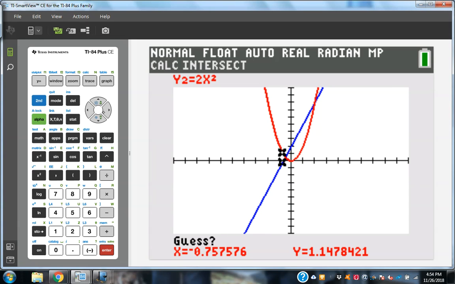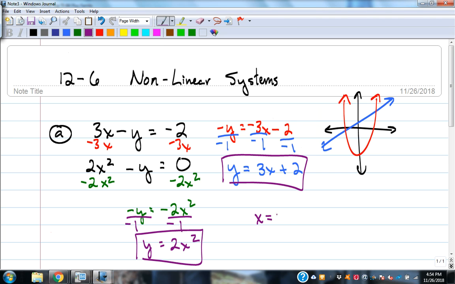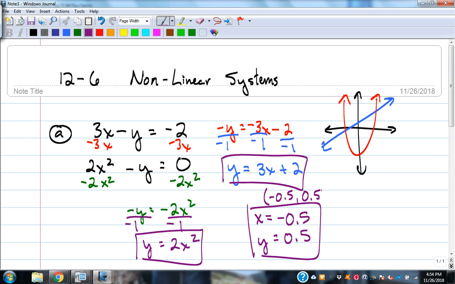And when it asks me to guess, I'm just going to hit enter on the second curve, and then it's going to ask me to guess. I want to move to the one close to the one that I want because they're crossing in two places. So when I ask you to guess, you need to pick the one you want to find. So the first one is at x equals negative 0.5, y equals positive 0.5. So there's one. It's an ordered pair if you really get technical about it.